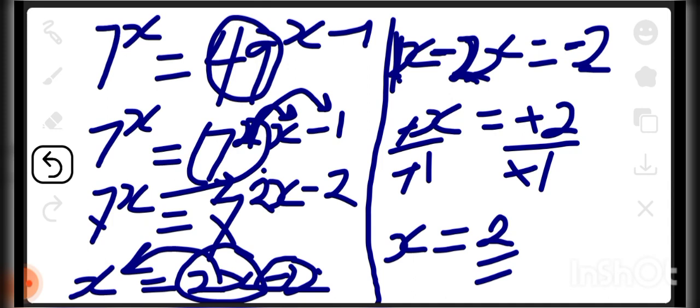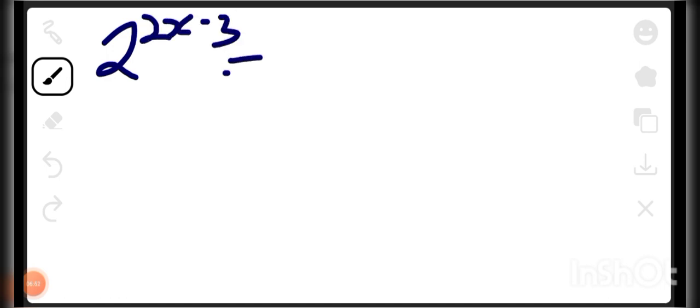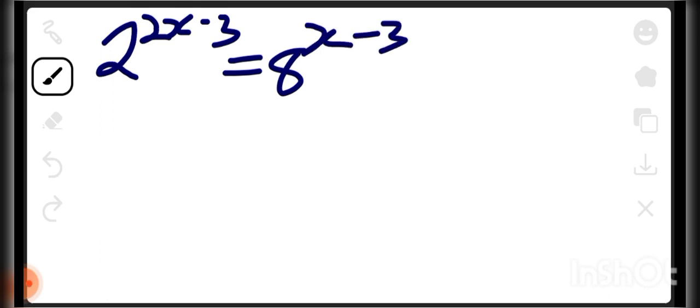Please take note of that. So let's look at the next question. So please try and follow. So the next question is 2 raised to the power 2x minus 3 equal to 8 raised to the power x minus 3. The first thing, let's try our best to make the 2 bases equal.